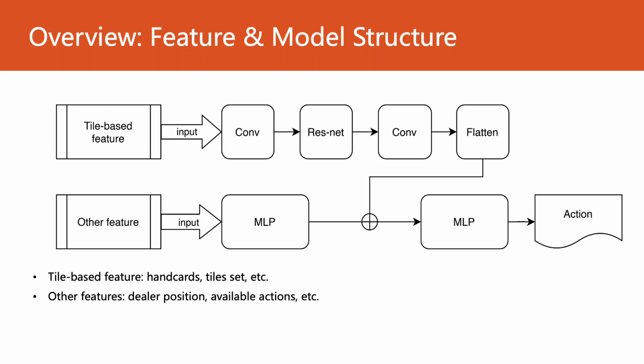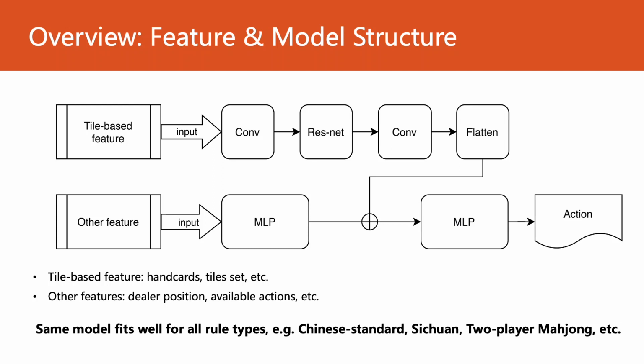For the tile-based features, we go through a ResNet to extract features, then flatten them and concatenate them with the other features, which go through an MLP. Finally, they go through another MLP to generate the final action, which is one-hot encoded. From our experience, this model fits well for all types of rules, as long as the feature design is reasonable. We have applied it to many different types of rules, including Chinese standard Mahjong, Sichuan Mahjong, two-player Mahjong, and so on.